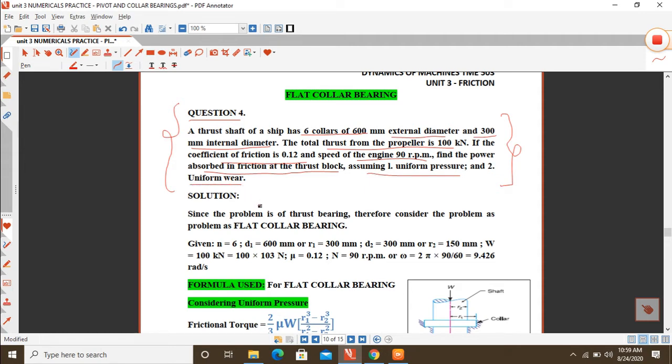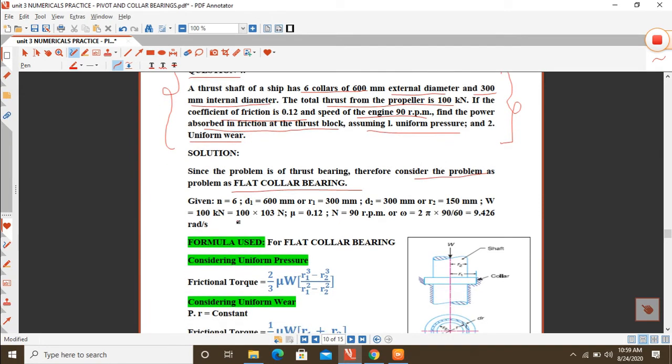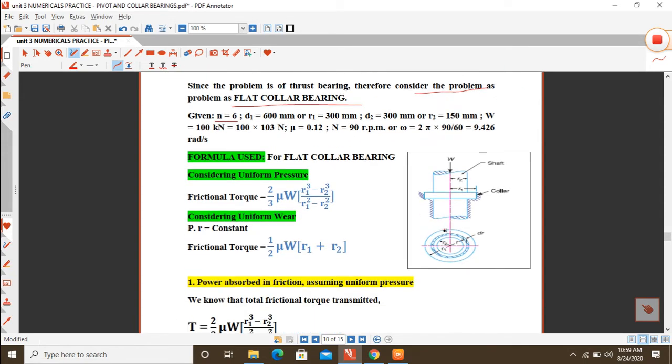So since the problem is of thrust bearing, therefore consider the problem as the problem of flat collar bearing, as the collar bearings are thrust bearings. So here small n represents the number of collars, that is 6 given. D1 is the outer diameter. Here I will show you this particular figure.